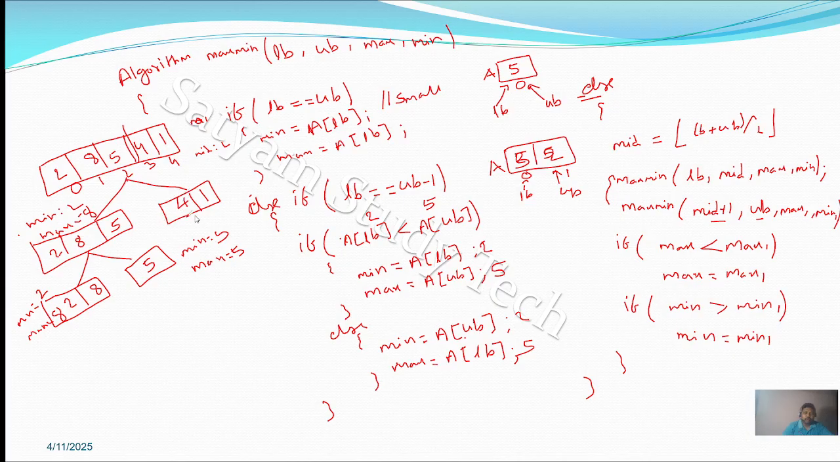Here also it is a small problem, you cannot divide it into subparts. So that is min equal to 1 and max equal to 4. Now you can compare this min and this min. So here minimum is 2, here minimum is 1. So the minimum value is 1, and here the maximum value is 8. Here the maximum value is 4. So the maximum value is 8. So in this array the minimum value is 1 and maximum element is 8.